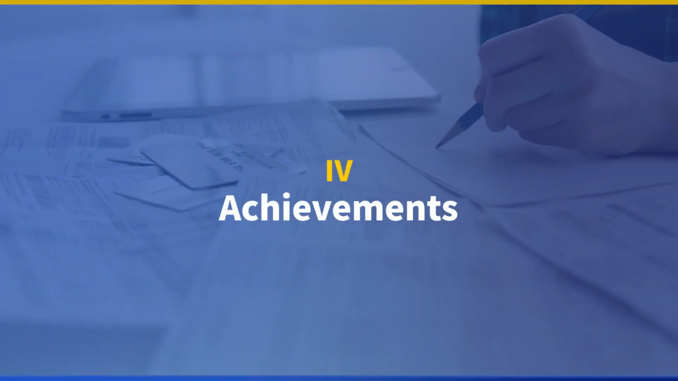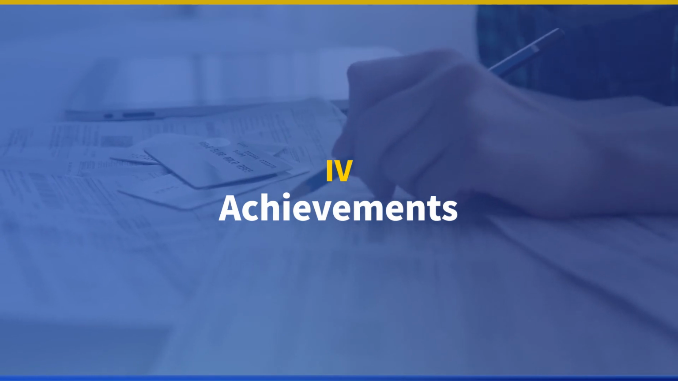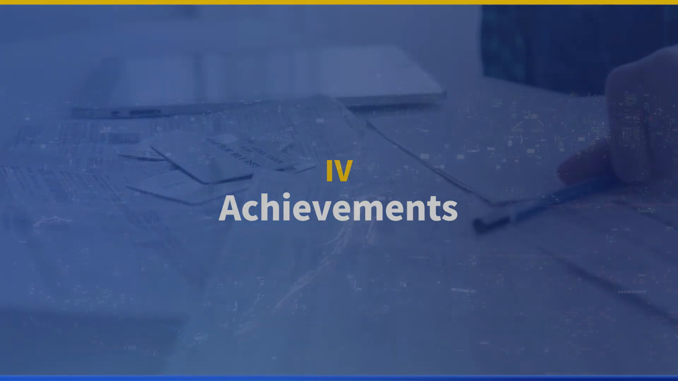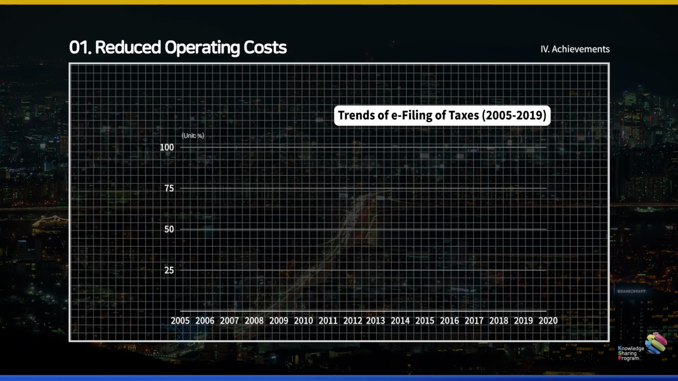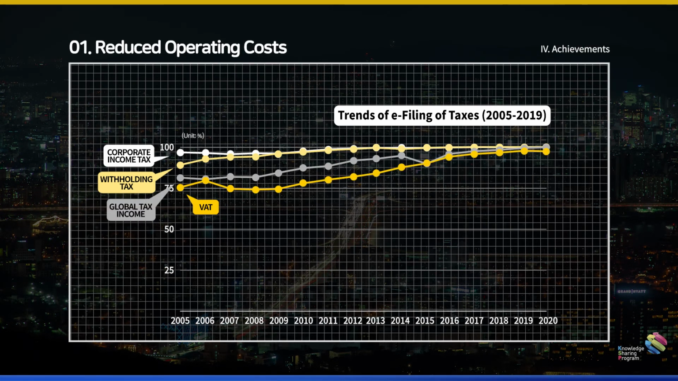As a result of the ceaseless efforts to reform the tax system and develop e-tax administration, we have achieved significant milestones along the way. Operating costs have decreased since the introduction of e-filing. The trends in e-filing of taxes serve as an indicator that the more we process the e-filing of taxes, the less the operating costs. VAT and global income tax availed e-filing the most among the 4 major sources of tax revenues.